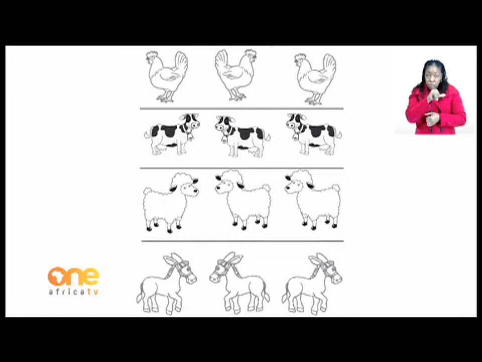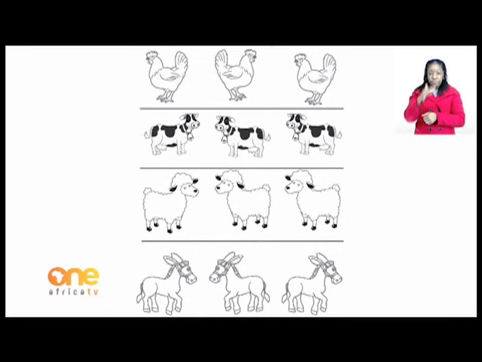Now, I would like you to find out which animals are facing to the right. Look at the first one, the second one, and the third one. Remember your left-hand side and your right-hand side will show you the correct directions.